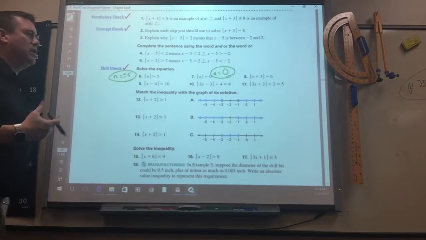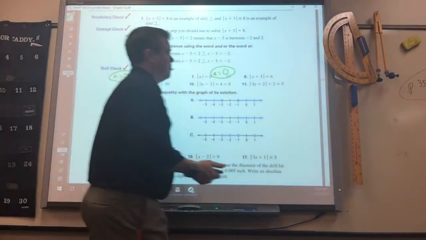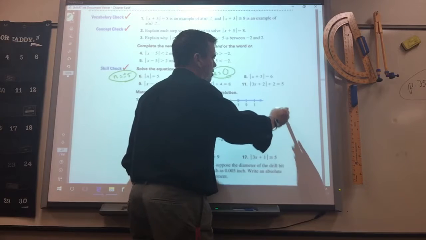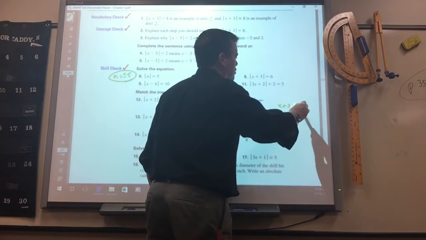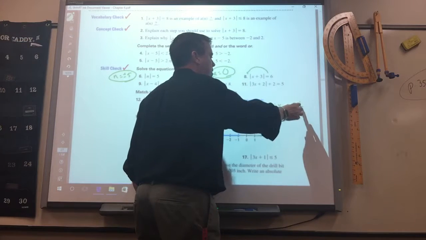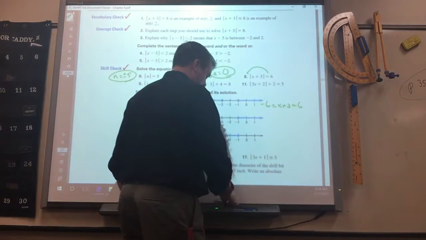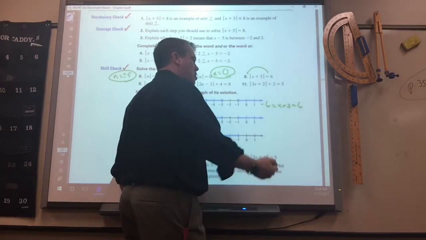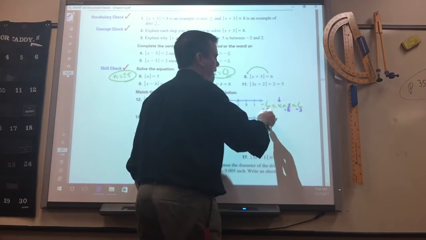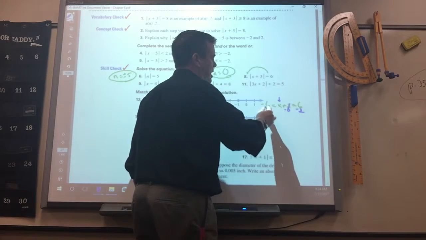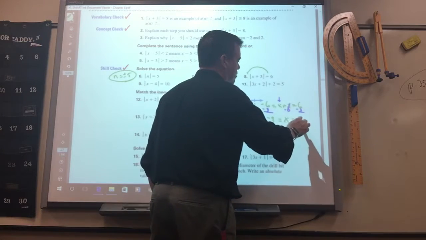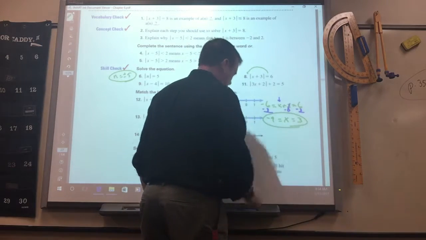Now we get to the ones where you got to write them out and solve them. The absolute value is by itself, so you just write it the way it is, put the same sign on the other side, and then put the opposite on the other side. So all we got to do here to get the x by itself is subtract 3. So we'd have negative 9 equals x equals 3. So there's your two answers.